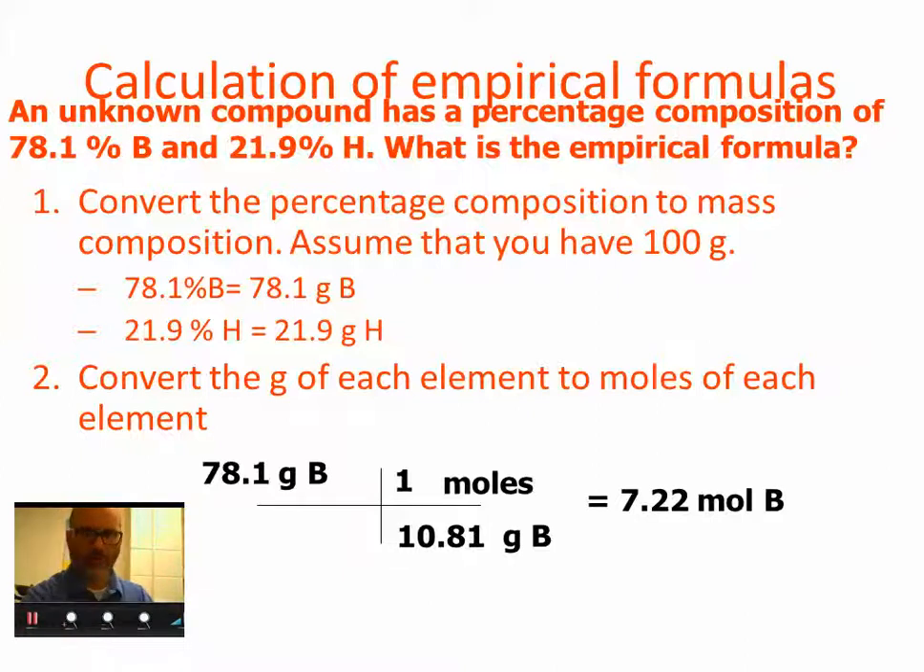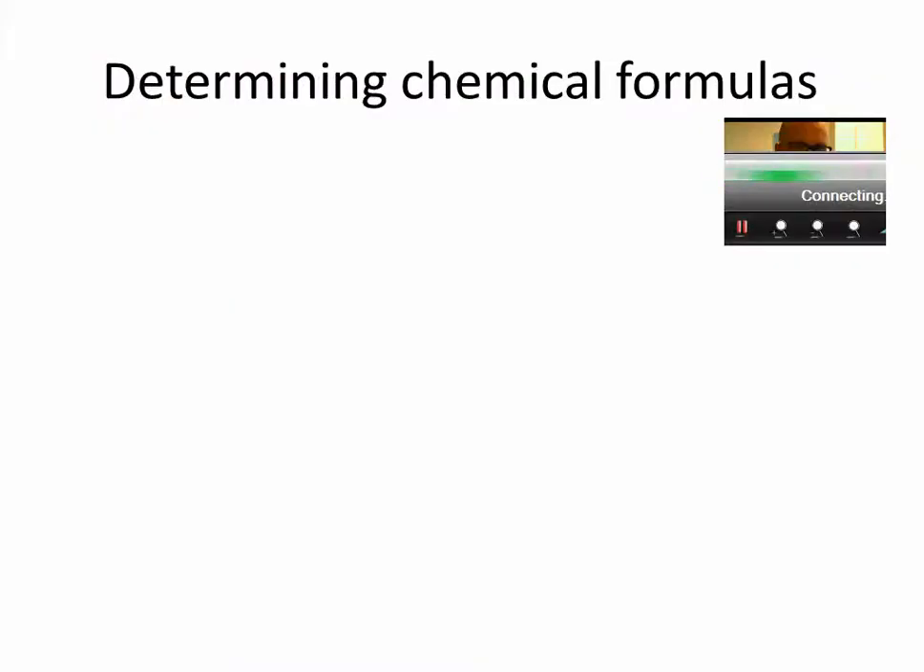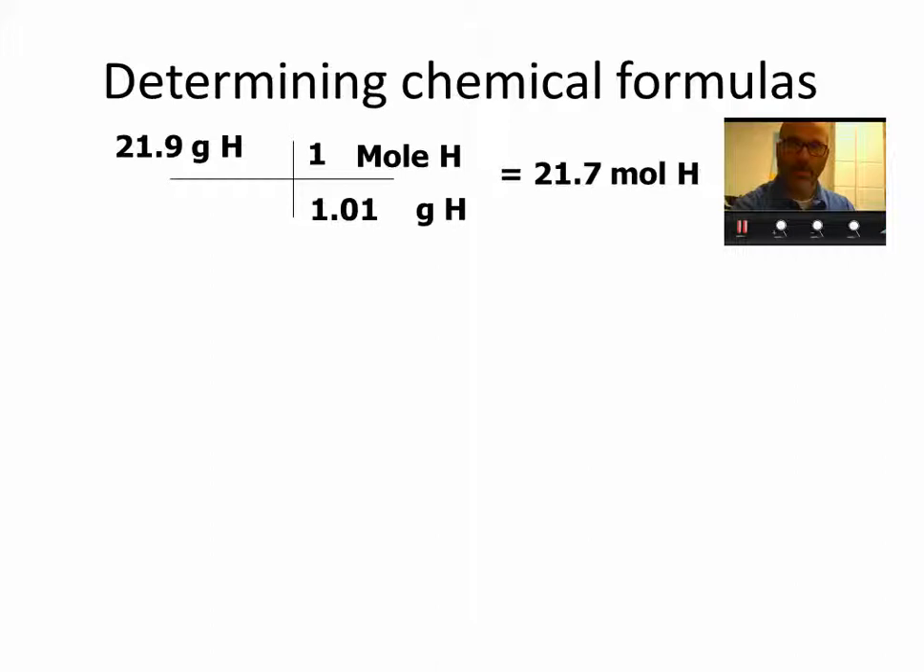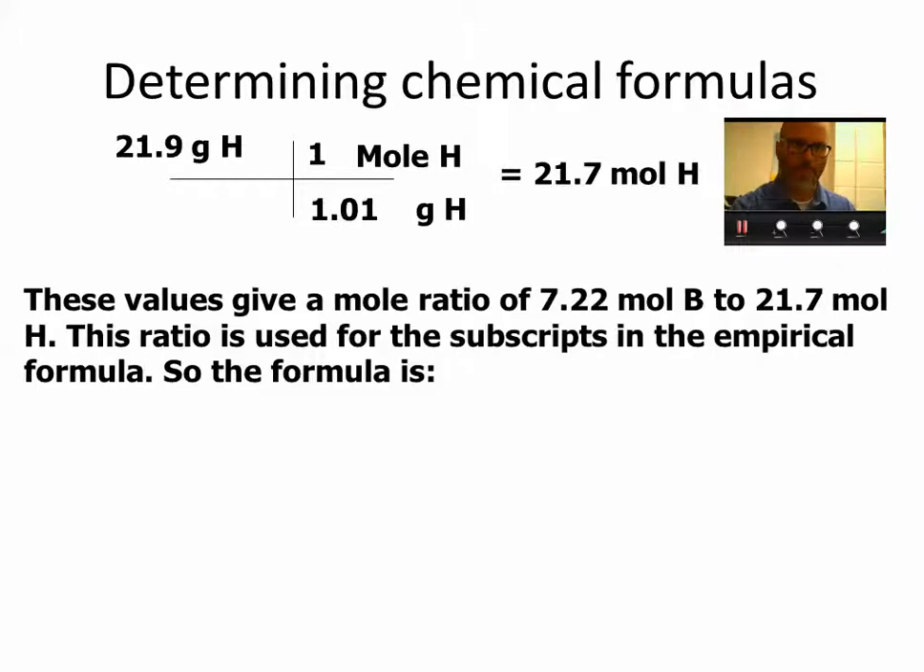Now we need to do the same thing for hydrogen. So we have 21.9 grams of hydrogen. We know in 1 mole of hydrogen, there's 1.01 grams of hydrogen. So we have 21.7 moles of hydrogen. So this gives us the mole ratio, and these are the subscripts for the chemical formula. So we have a mole ratio of 7.22 moles of boron to 21.7 moles of hydrogen. And that ratio is used for the subscripts.